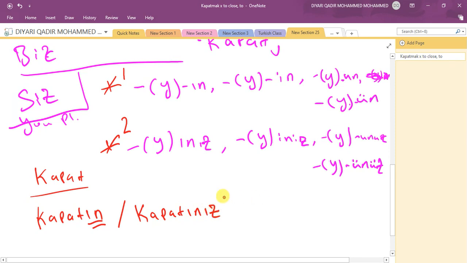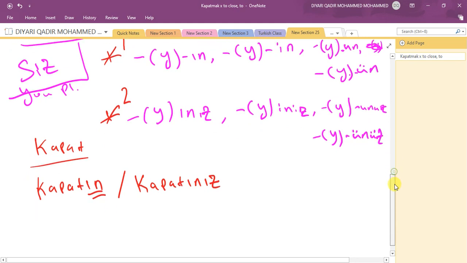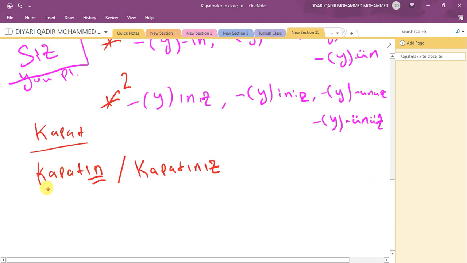Kapatın. Look, kapatın. Okay, I can use this. Now, for example, I say dinle. Look, there is a difference between kapat and dinle. The word kapat doesn't end with a vowel. Okay, it didn't end with a vowel, so you have to understand this very well.